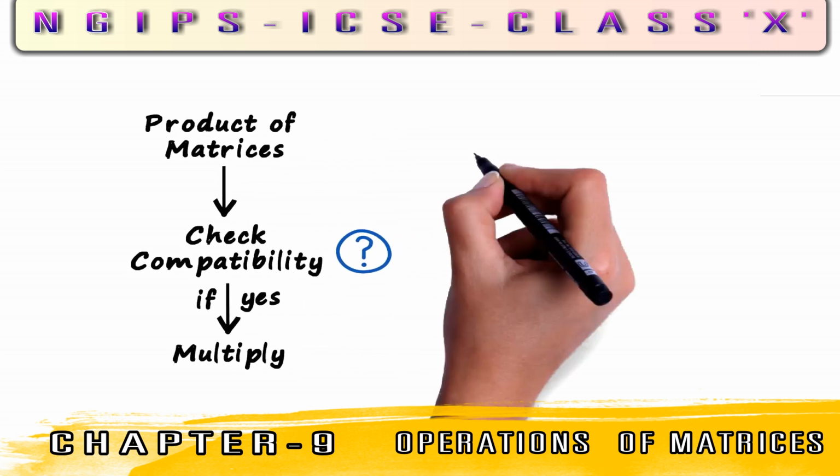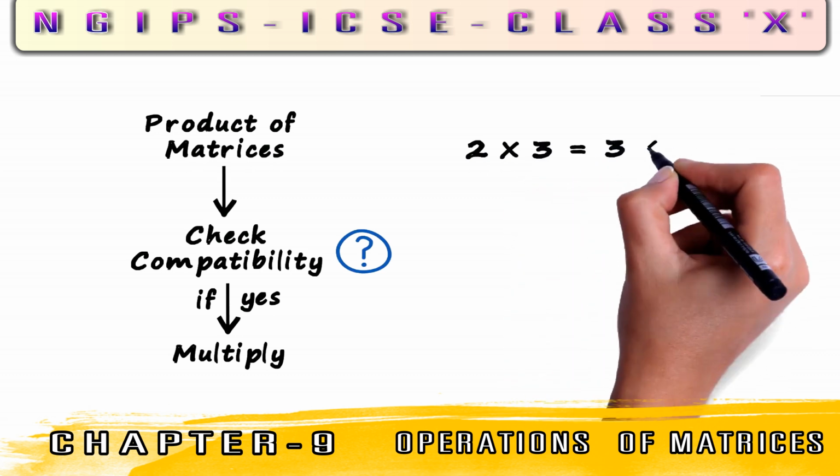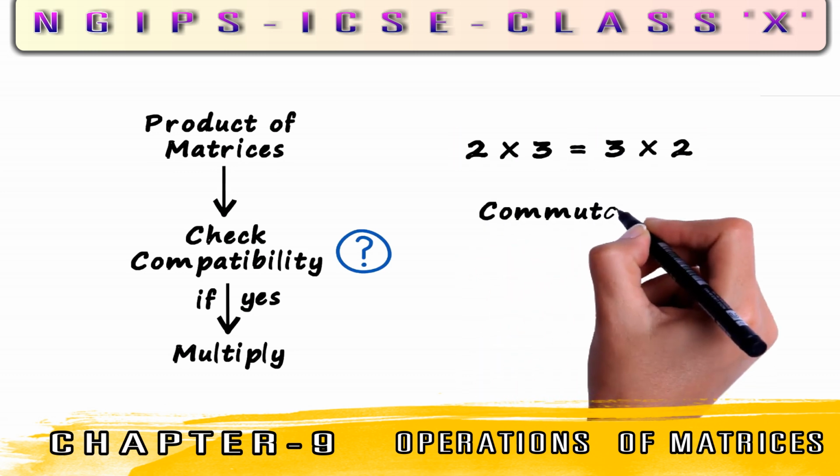Let's say we multiply two numbers, 2 and 3. We know that is also equal to 3 times 2. 2 times 3 is equal to 3 times 2. This is the commutative property of multiplication.